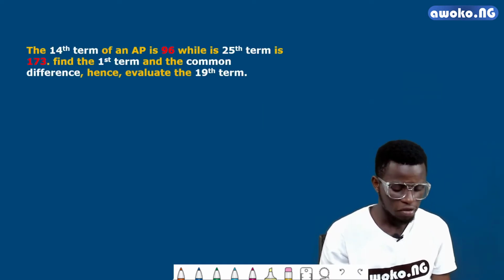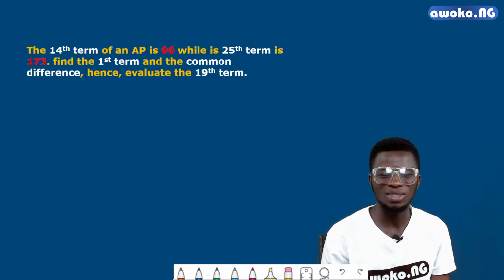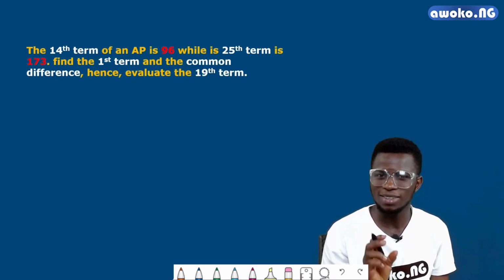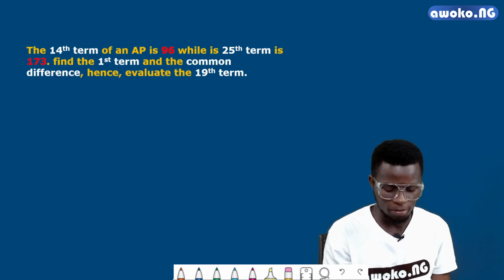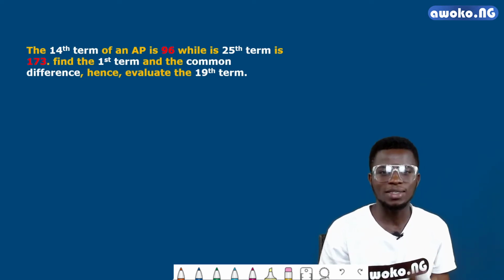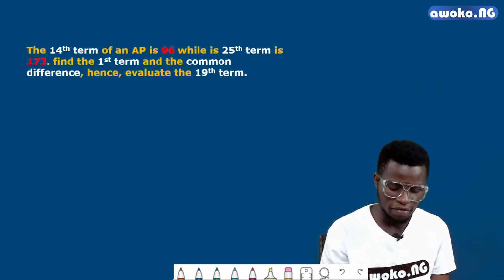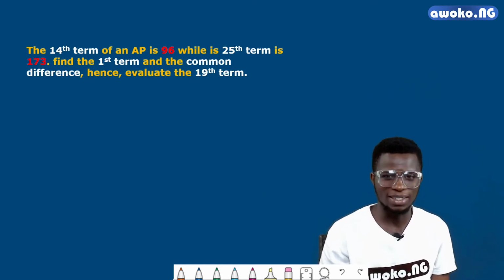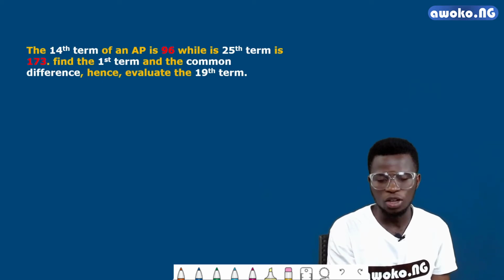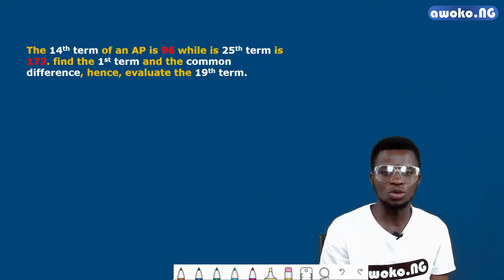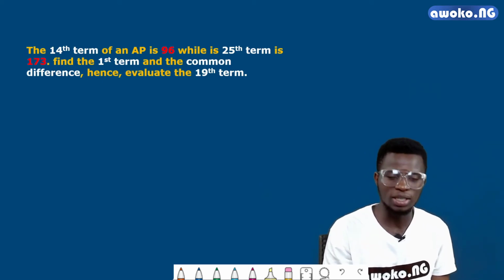We're told that the 14th term of an arithmetic progression is 96, while the 25th term is 173. Find the first term and the common difference. Hence, evaluate the 19th term. We'll realize that we have two different terms here to solve for. The first one is the 14th term.